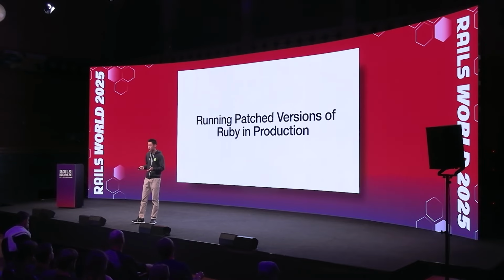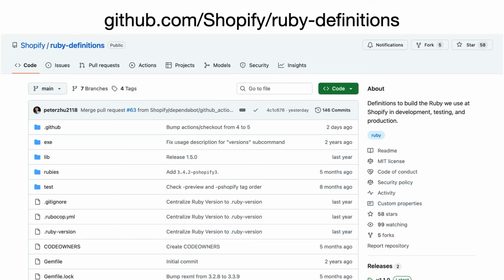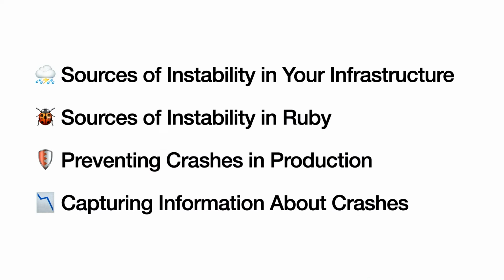However, a new version of Ruby may not come out for a few months, so we create an internal release with these fixes backported. We've made all of our Ruby definitions public, and you can find it in the Shopify/ruby-definitions repository. This contains Ruby build definitions for all of the custom Ruby versions we run at Shopify.